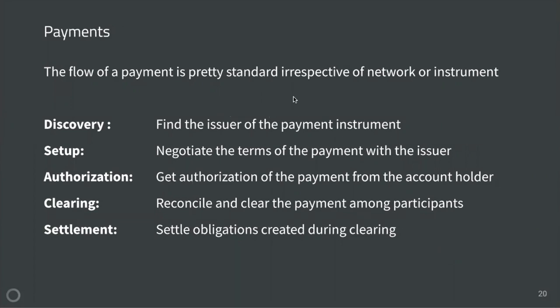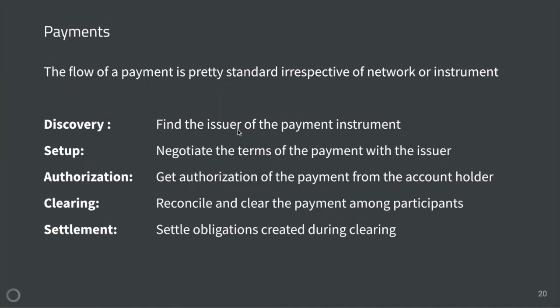The reason I think they're useful is if you take a payment today and abstract it away and look at the steps required to complete a payment, it generally abstracts down to roughly the same thing. I get some sort of payment instrument, a card number, a payment pointer, an identifier, Apple Pay, login, whatever. And I use that to discover who's the issuer of that instrument, where's the money held behind this thing. Then I communicate with that entity to figure out how we are actually going to do this payment. Then I get authorization of the payment from the person who owns the account.